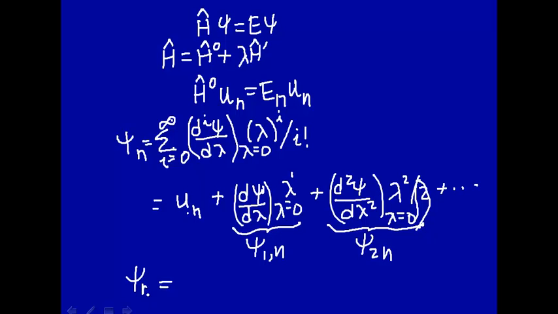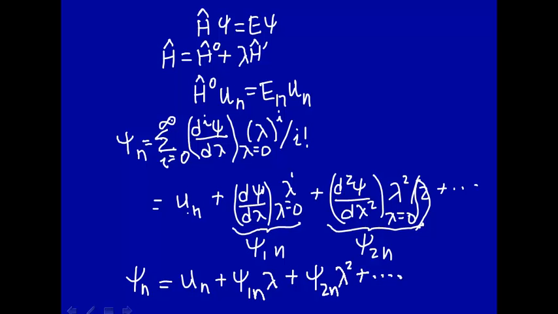We're saying that the wave function of the whole system, for a particular quantum state n, is the unperturbed wave function, plus the first order correction times lambda, plus that second order correction to the wave function times lambda squared, plus so on.